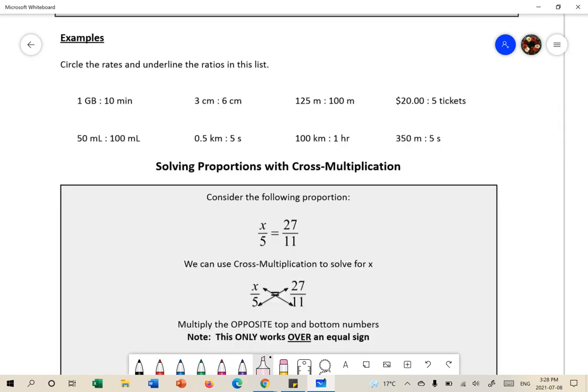Let's identify the rates and ratios on this list. It says to circle the rates. So again, rates mean that they have different units. So 1 gigabyte to 10 minutes. Those are different units. So that's a rate. 3 centimeters to 6 centimeters. That's the same units. So that's a ratio.